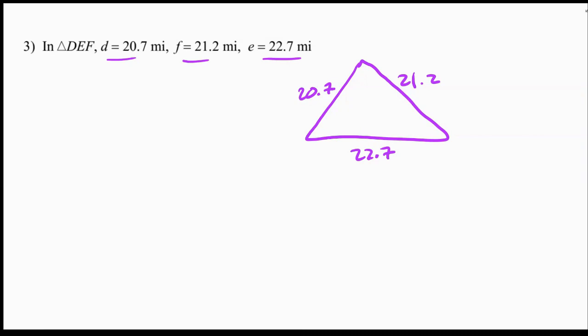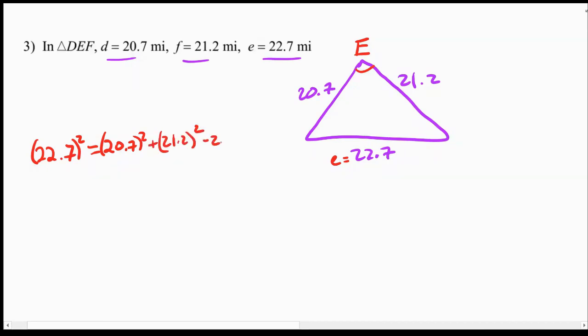And now, since I have all three sides, if you did number 2 on this one, you know that we can't use law of sines because we don't have any opposite values. No angles opposite of sides, which means we have to rely on the law of cosines. So I'm going to go ahead and try and find this angle right here first, which is opposite of E. So we'll call this angle E. And I'm going to make sure that E, or 22.7, is the value on the outside because they are the opposites of each other, meaning 20.7 and 21.2 have to be my A and B values.